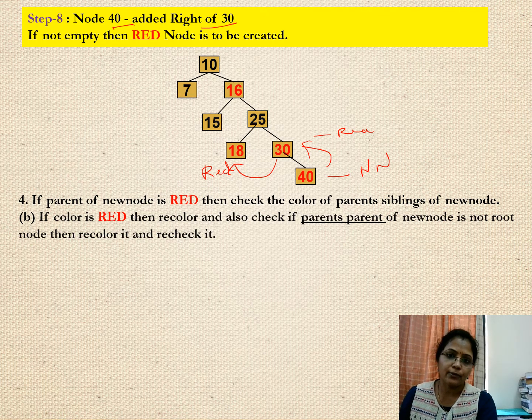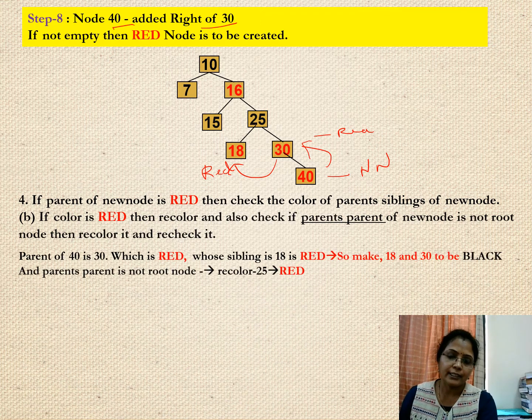So now what will we be doing? We'll be changing its color. So now the red color of 18 and 30 will be changed to black. And before that, we have to check it. The parent of the new node's parent is 25. So we will be verifying that. 25 is not a root node, so it will also be recolored to red according to rule 4b.